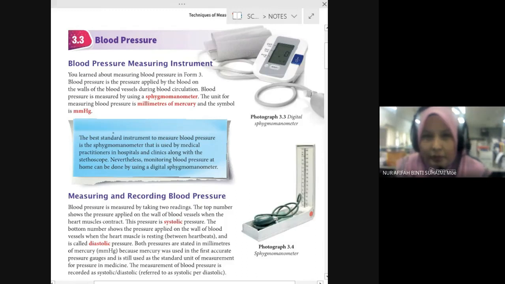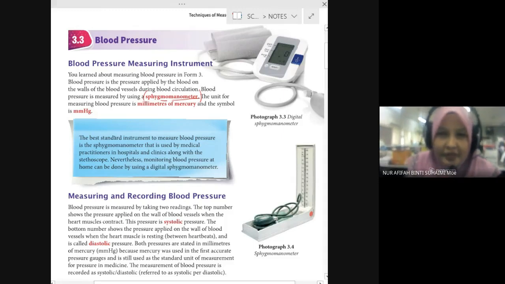Blood pressure is measured by using a sphygmomanometer. So make sure the spelling is correct. Sphygmomanometer. The unit for measuring blood pressure is millimeters of mercury, and the symbol is mmHg. mm stands for millimeter and Hg stands for mercury. Millimeter mercury.